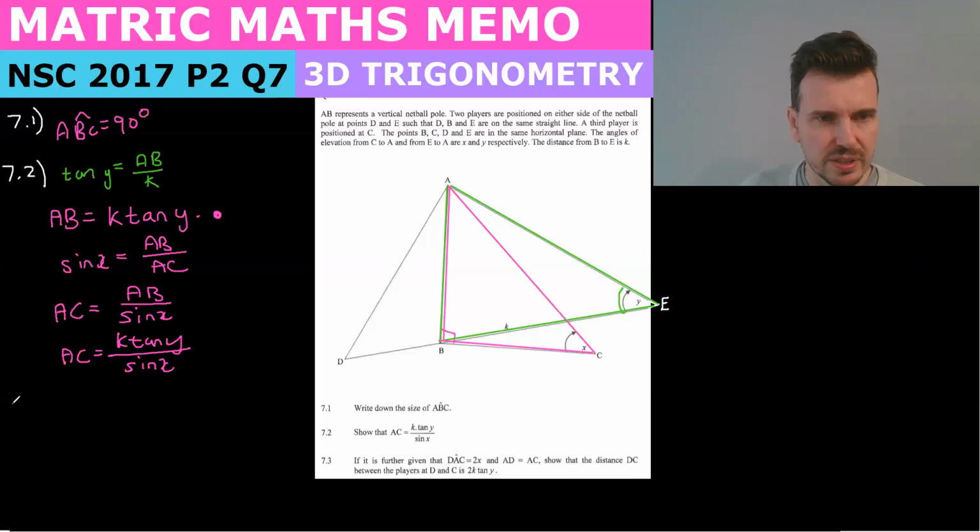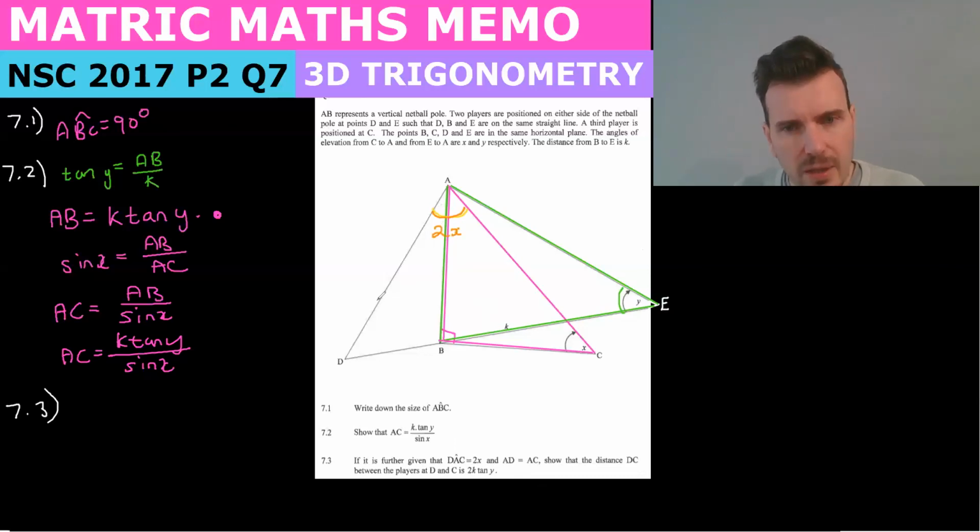7.3 says it is further given that DAC is equal to 2x. So let's do that in yellow. So this is orange, so let's see if I'm going to see it better. 2x. And AD equals AC. AD equals AC. Okay, and they want the distance DC.